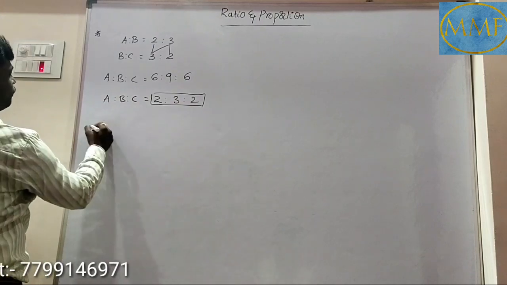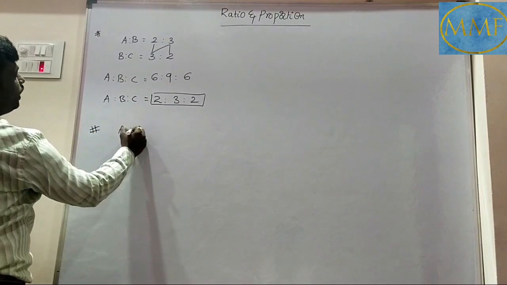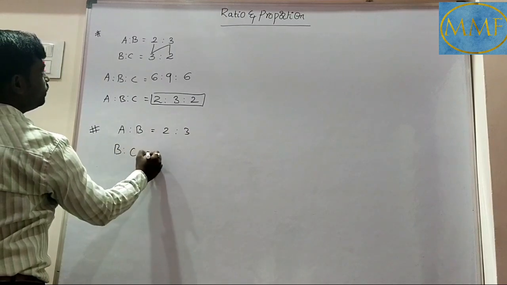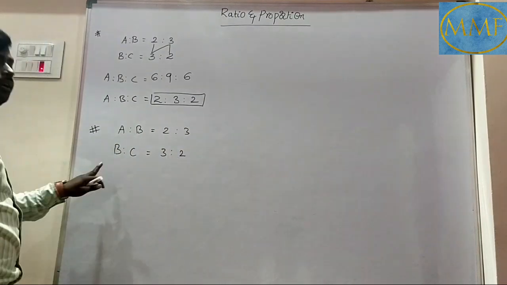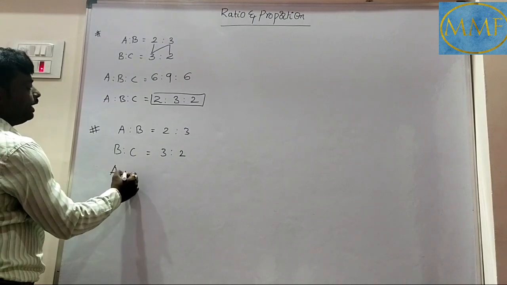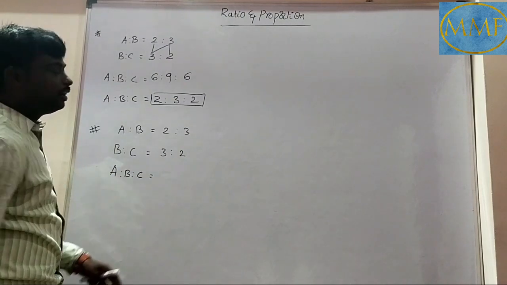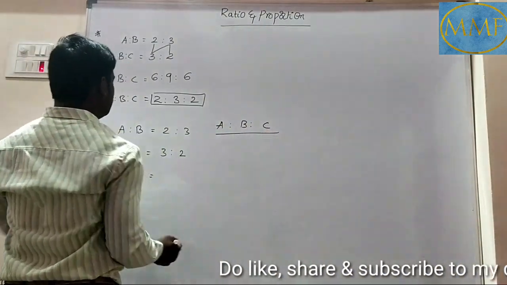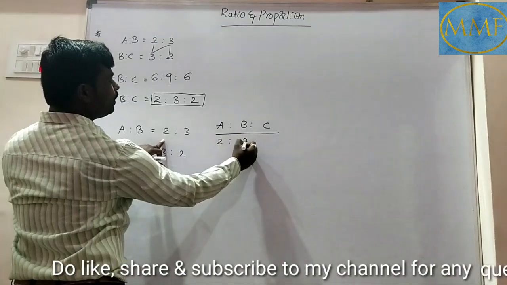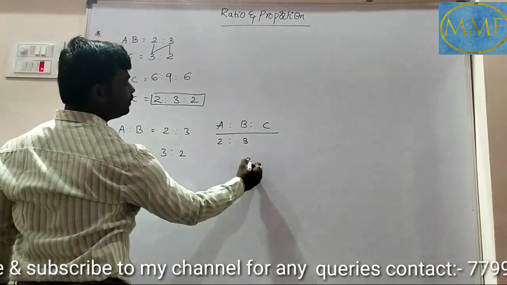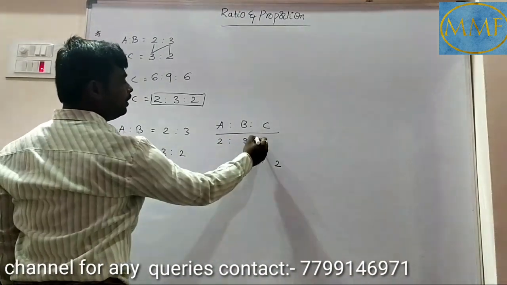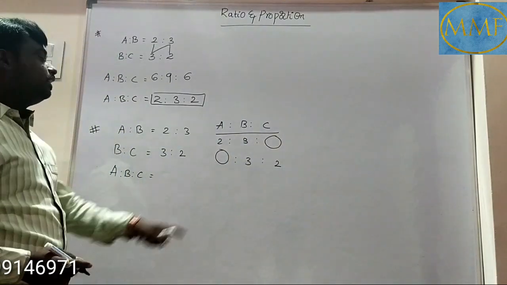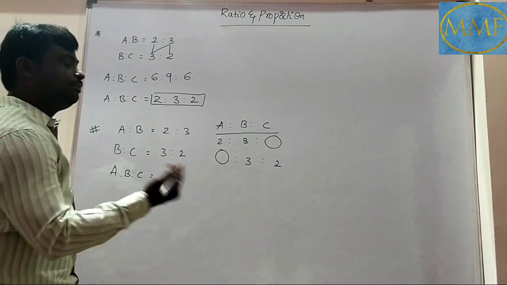Then another method. What is the other method? Next method. A:B is 2:3. B:C is 3:2. Then how to find A:B:C in the simplest manner? Now let's see A, B, C. A:B is 2:3. B:C is 3:2. Here you are having a gap, and here also you are having a gap. Very simple. These gaps are filled by the before and previous number.